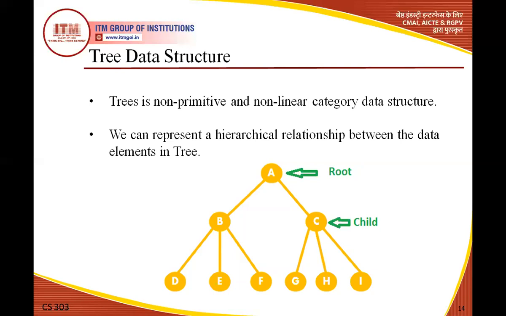So all these nodes, we can say these are siblings. D, E, and F are siblings because their parent is the same. So these are called siblings.